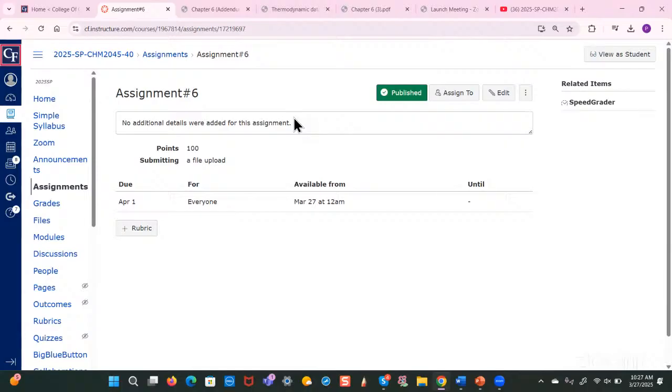So that's pretty much it for this chapter. Next time we meet, we're going to start with chapter 7, which deals with, if I remember correctly, atomic structure, so something for you to look for.